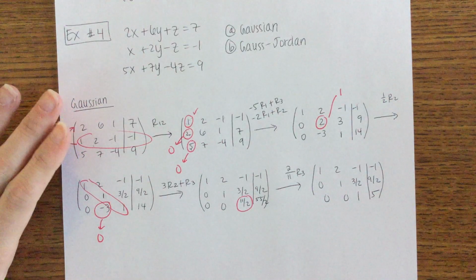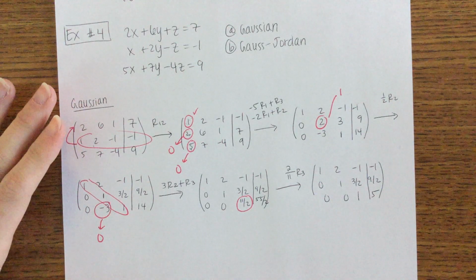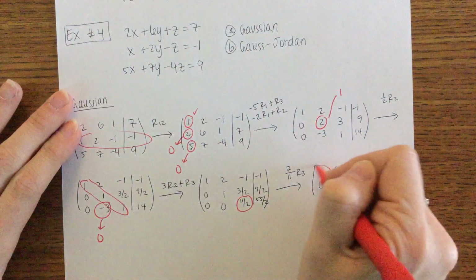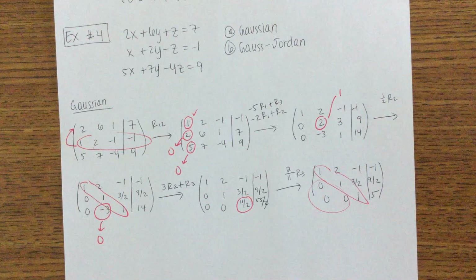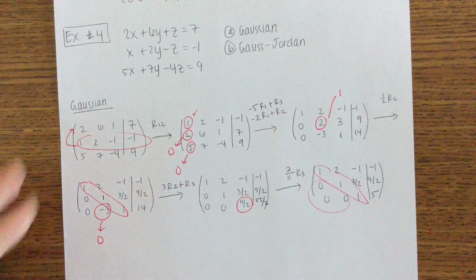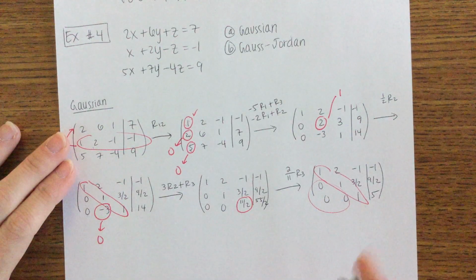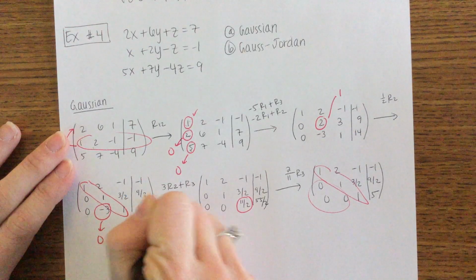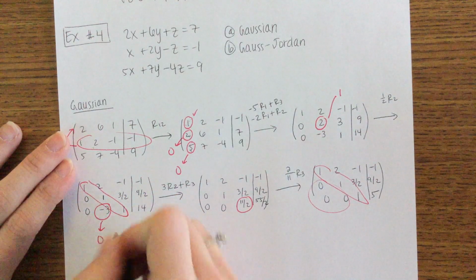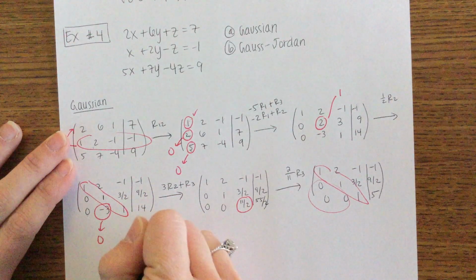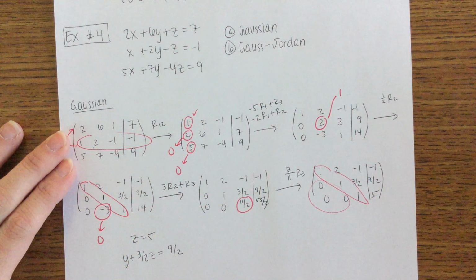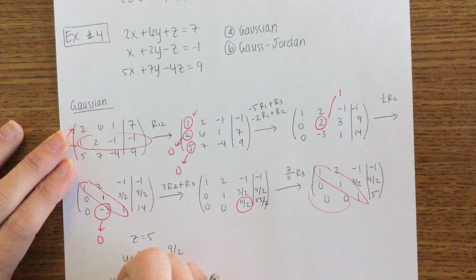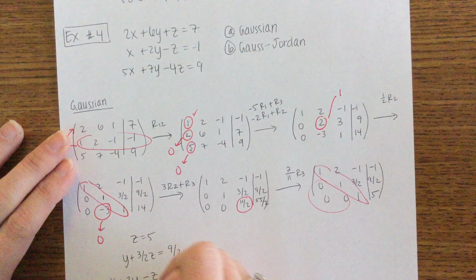Okay, so here's how we know that we are in row echelon form. Row echelon form: 1s on the diagonals, 0s below the diagonal. Now you are able to solve this matrix. Bottom row tells us that z equals 5. Middle row tells us that y add 3 over 2 times z is going to be 9 over 2. Top row tells us x add 2y minus z equals negative 1.